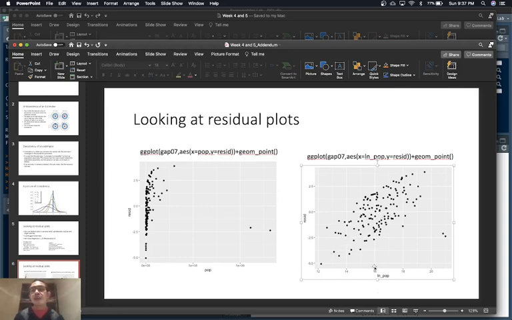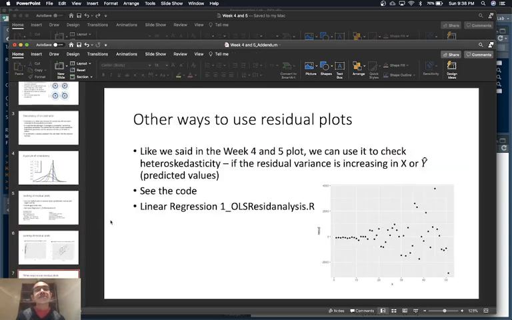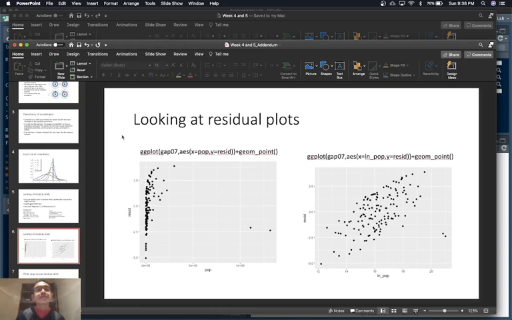At low population, the residual is below 0. And when the population is above the mean, the residual is above 0. So that is an example of a very, very clear issue with the residual plot. This is proof that the regression that we did here, which is simply GDP to population, will be misspecified. So that's just an example of a misspecified model.